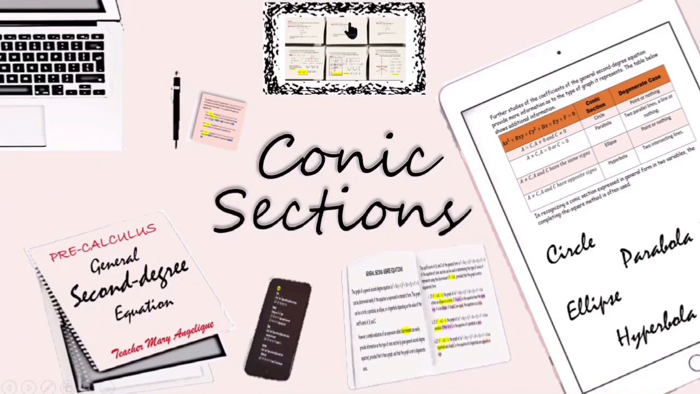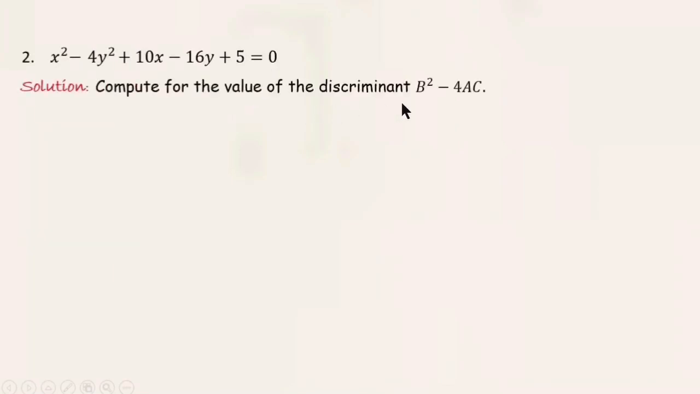Another example. Use the discriminant to determine the type of conic of the equation x squared minus 4y squared plus 10x minus 16y plus 5 equals 0. Compute for the discriminant where a is equal to 1. Kung nasa ng may x squared term, dun mahahanap ang value ng a. Since we only have x squared, that means a is equal to 1. b is 0, and c is negative 4.